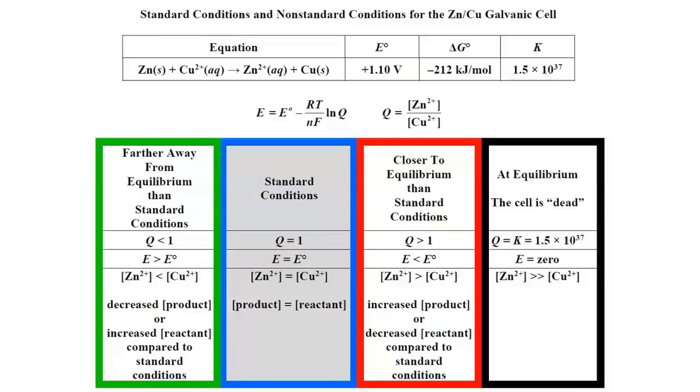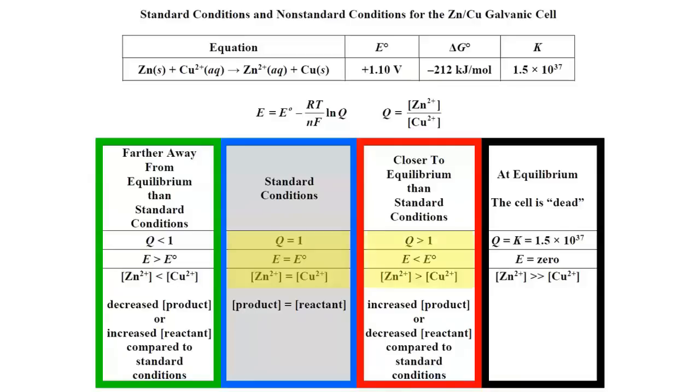So if you can move the value of Q so that Q is less than 1, then the cell potential will actually be greater than the cell potential at standard conditions. Now looking at the ratio of products and reactants, when Q equals 1, the concentration of zinc equals the concentration of copper. So you have the same amount for those concentrations, as in product equals reactant for those aqueous solutions.